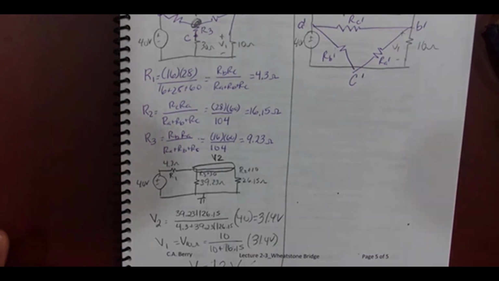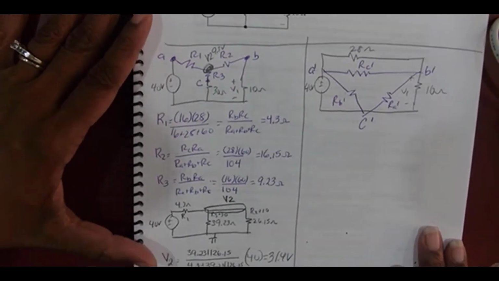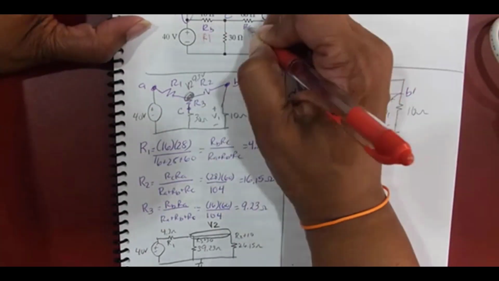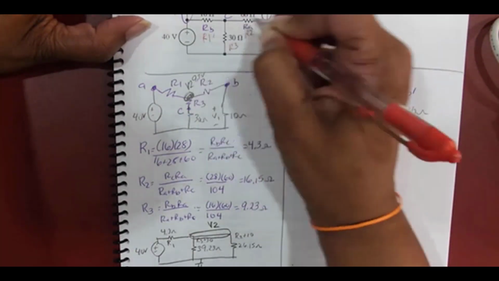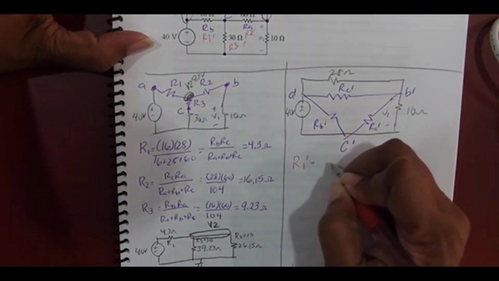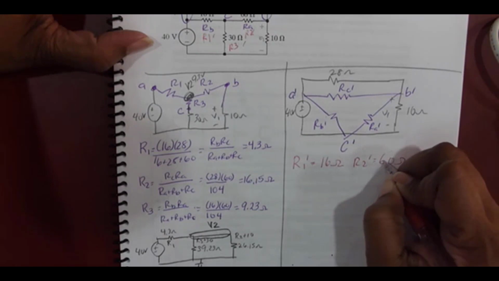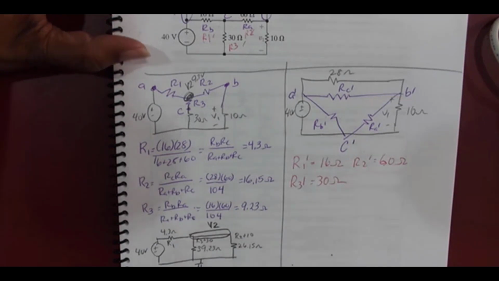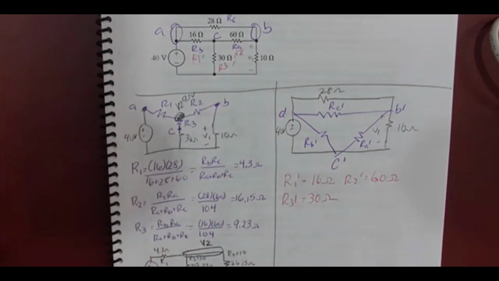So now I'm over here. Over here, this is now R1, R2, and R3. Maybe I'll put primes on them so you'll know. R1 prime is 16 ohms. R2 prime is 60 ohms. And R3 prime is 30 ohms. All right. So once I did it, this is R1 prime, R2 prime, and R3 prime.